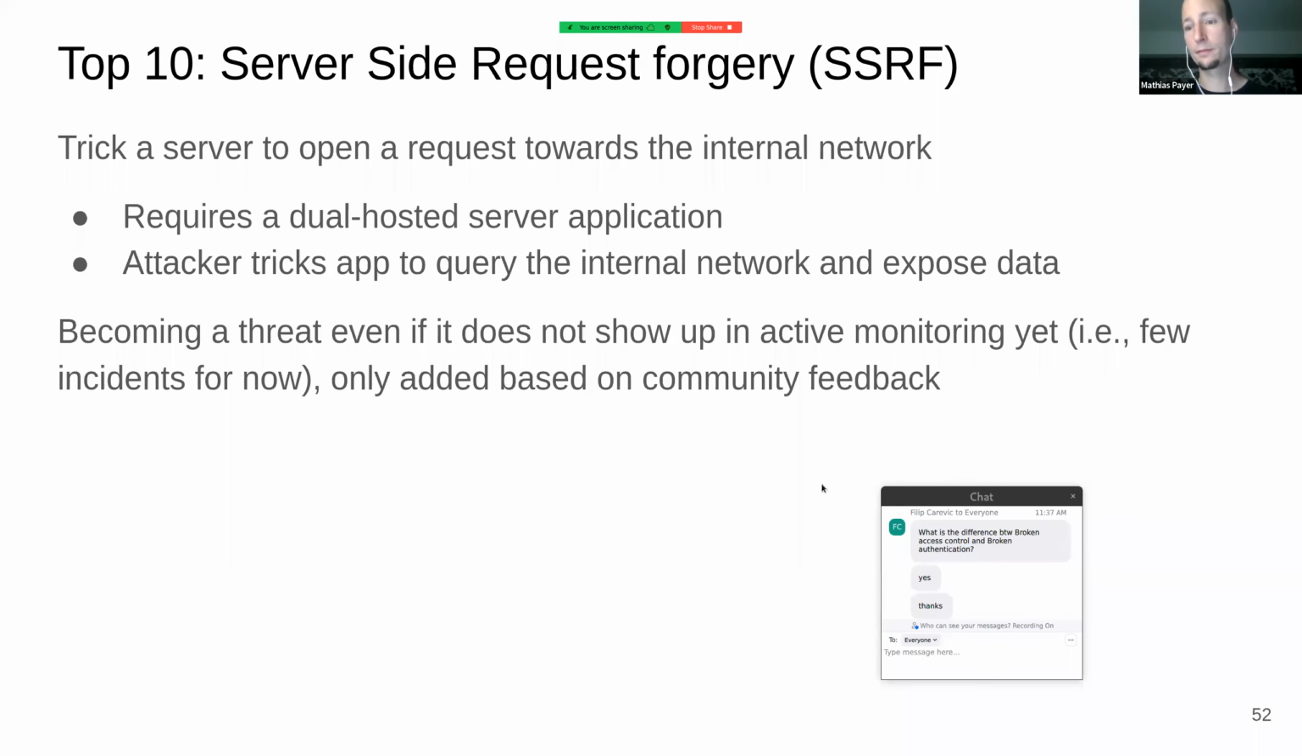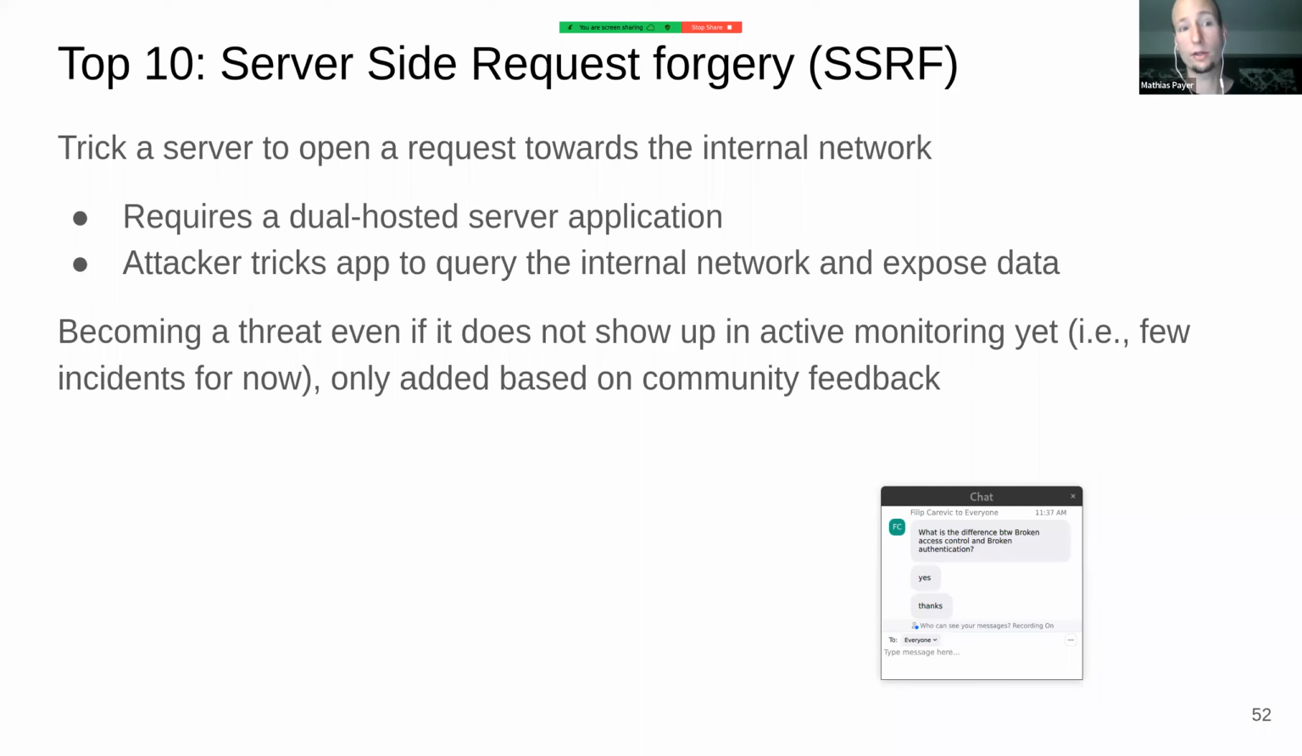Last point, number 10, server-side request forgery. It's an interesting point that was only added to the OWASP top 10 based on user and community feedback. The observation here is that this may become a threat going forward, but the data does not show up in active monitoring yet. So there are very few incidents. It has only been added because of the community feedback to this top 10 list, but the community thinks that this is an important issue going forward.